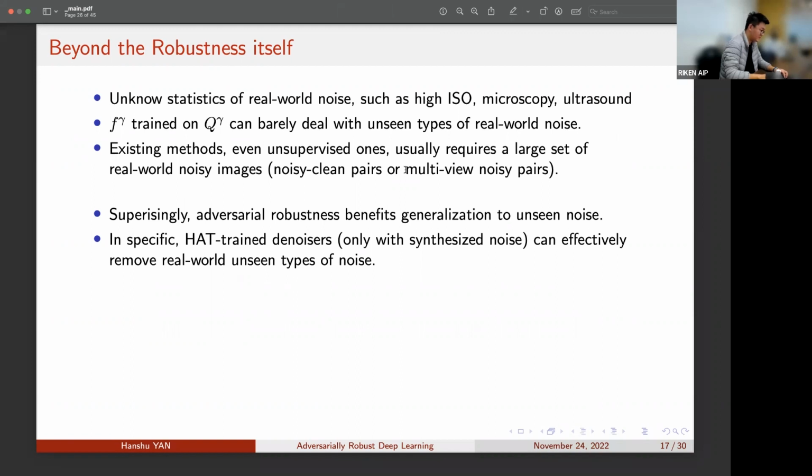Besides the robustness itself, what can the robustification bring us? Here we surprisingly find that adversarial robustness benefits the generalization to unseen noise.